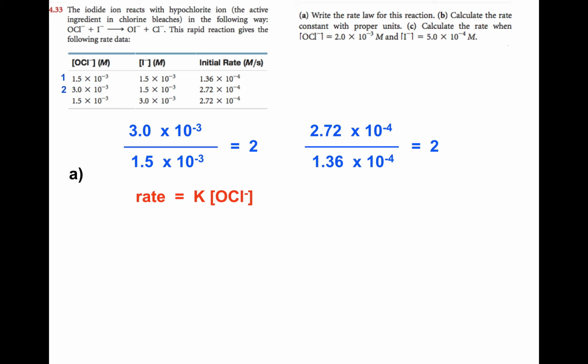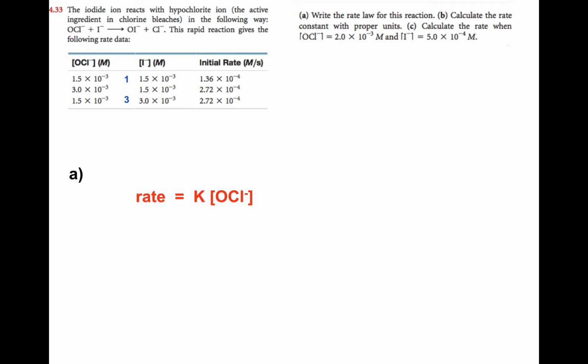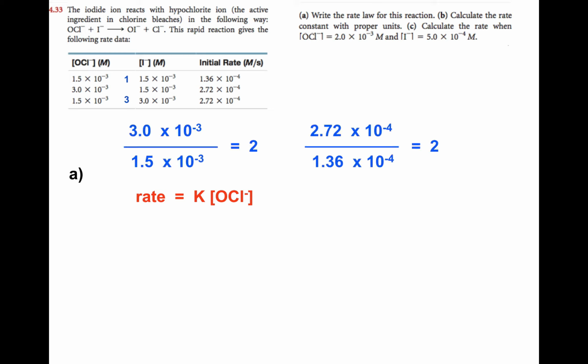All right, then we look at another set of experiments to determine what effect iodide is having on the rate of reaction. So if we compare experiments 1 and 3, we're holding the concentration of hypochlorite constant, and we're doubling the concentration of iodide. And again, it doubles the rate. So this tells us that it's first order with respect to iodide.